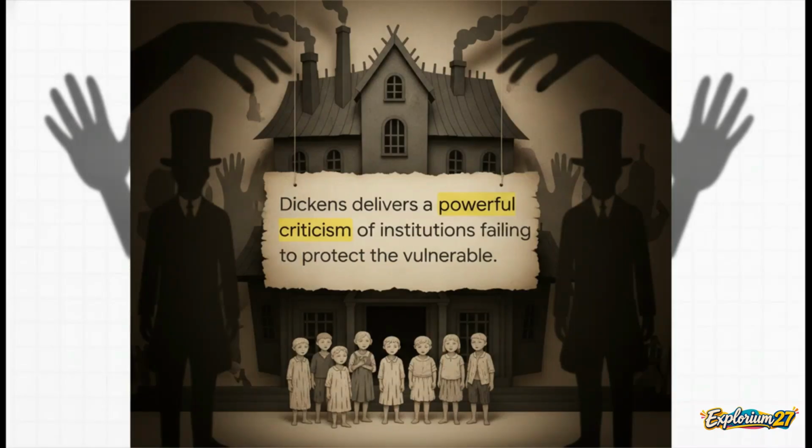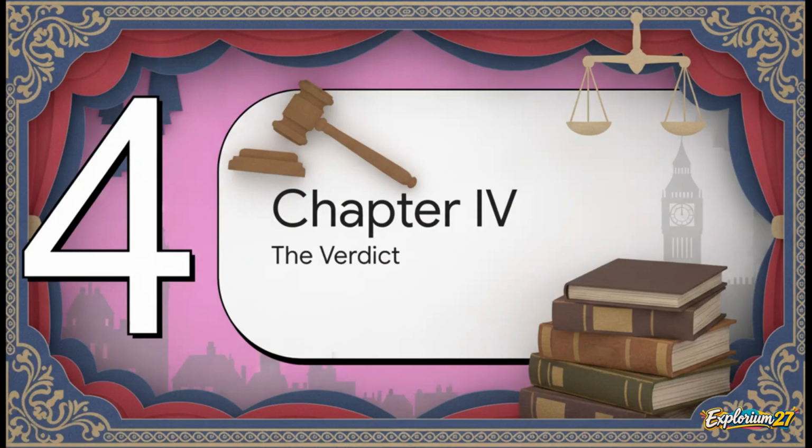Ultimately, when you boil it all down, this novel is an incredibly powerful criticism of a society that allows children to suffer simply because they're born poor. Dickens wanted to expose the very real, devastating human cost of 19th century institutions utterly and completely failing to protect their youth. So, where do we land today? Let's check out Chapter 4, The Verdict.